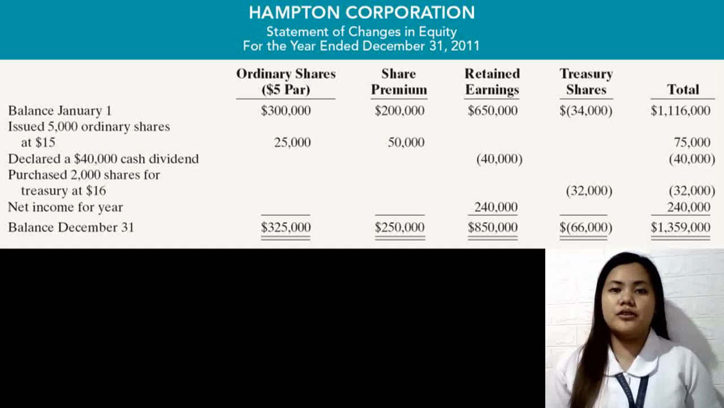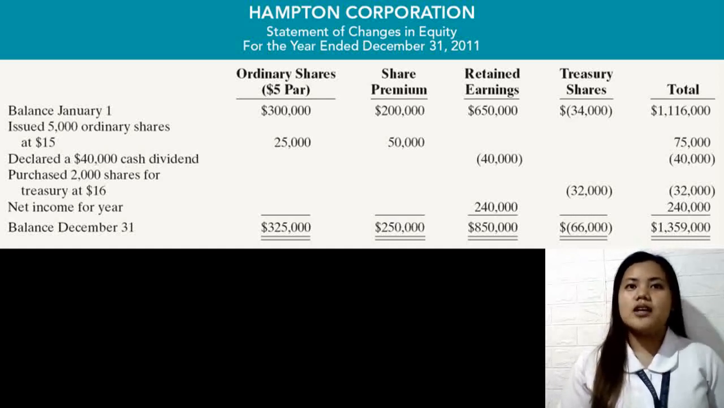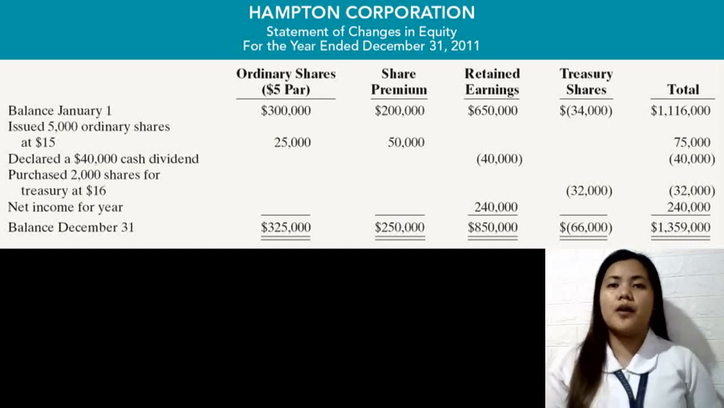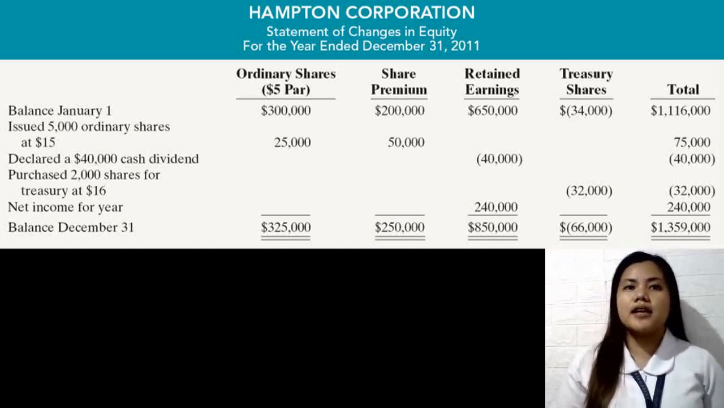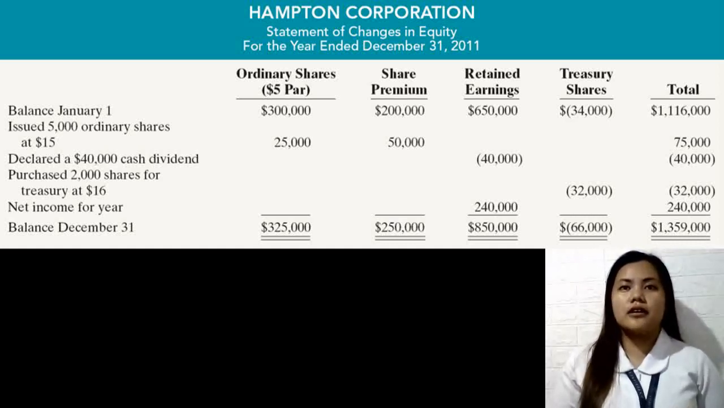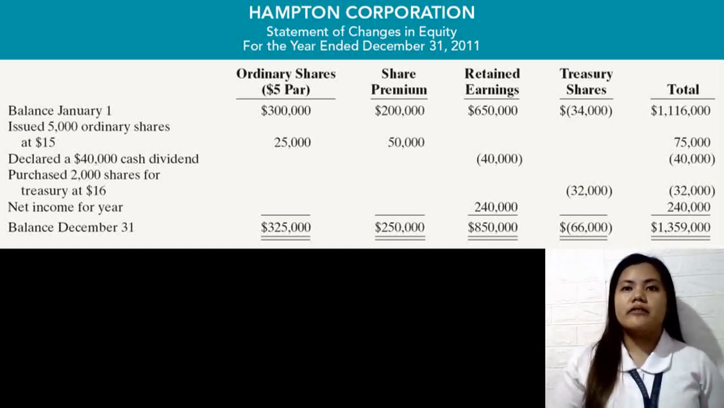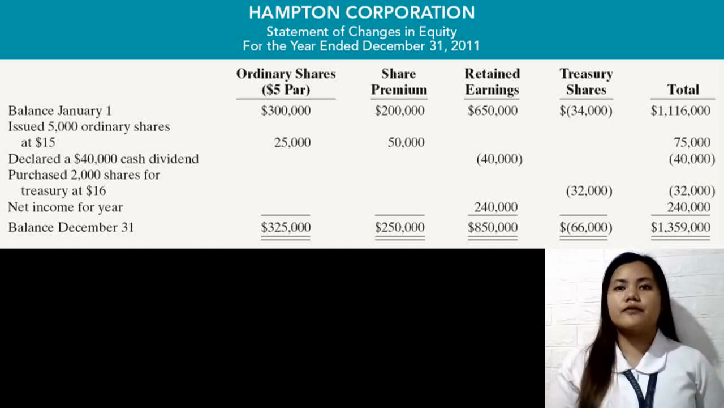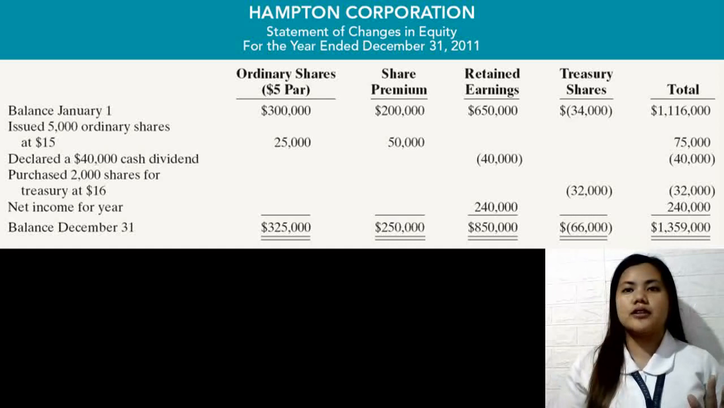Describe and use the context of statements of changes in equity. So we have the ordinary shares of $5 par, the share premium, the retained earnings, treasury shares, and the total. So the balance is $300,000, share premium of $200,000, retained earnings is $650,000, and the treasury shares of $32,000.